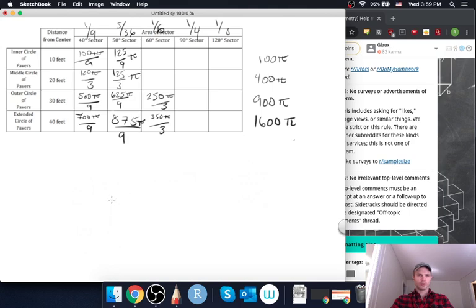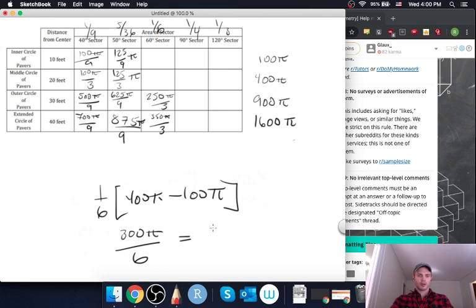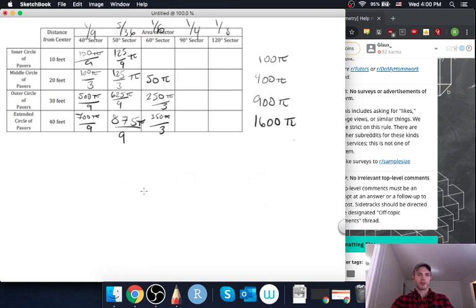Then this will be 400 pi minus 100 pi. And that'll be 400 minus 100 is 300. So we'll get 100 over 2, which is 50 pi. And then this one will be 1/6 times 100 pi, which is going to be 50 over 3.